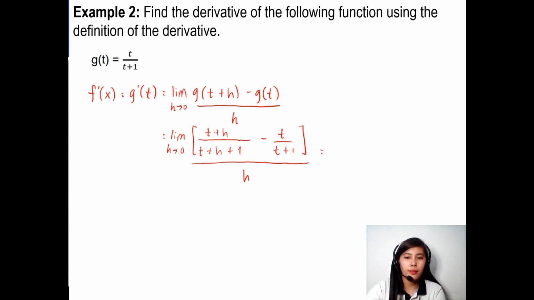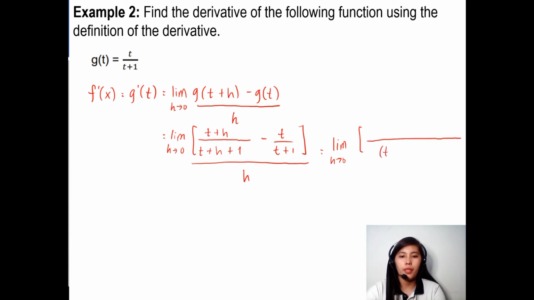Now we'll have to combine this fraction in the numerator. Let's rewrite this first. Then the LCD is t plus h plus 1 times t plus 1. Okay, this will be t plus h plus 1 times t plus 1. Then this will be t plus h times t plus 1. Then this will be t times t plus h plus 1.